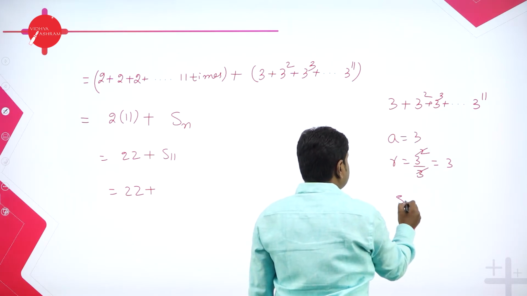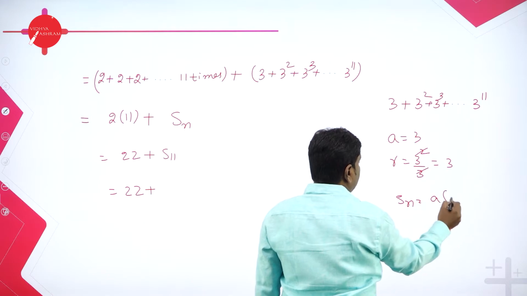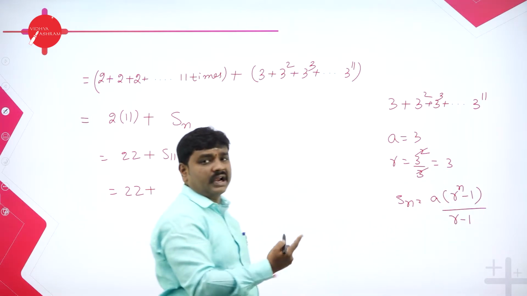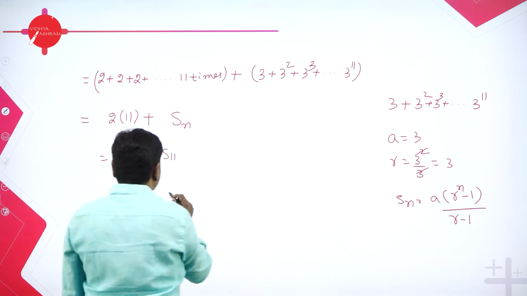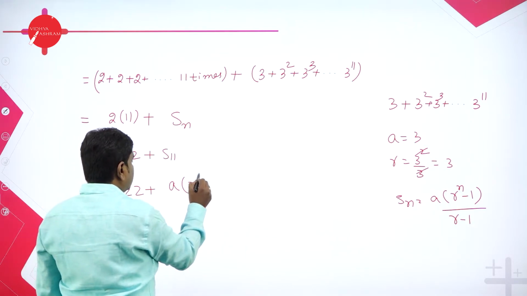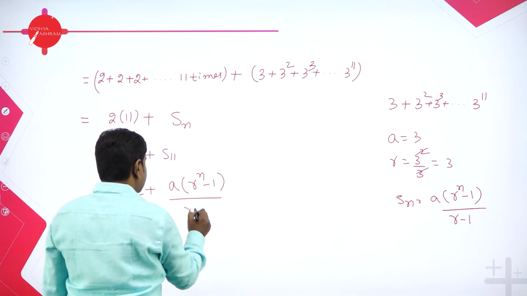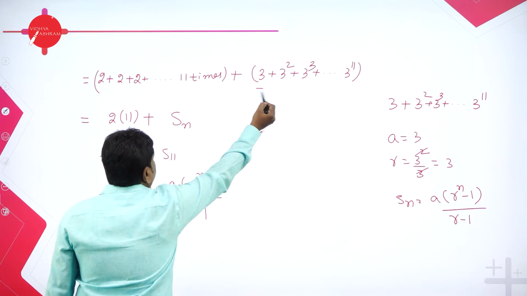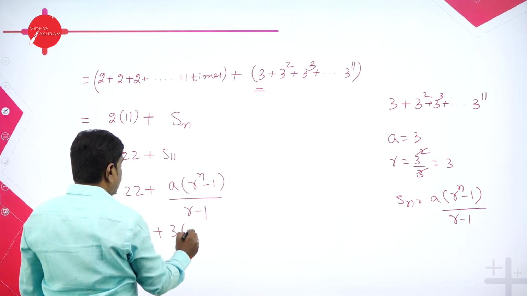So Sn, what is the Sn formula? A into r power n minus 1 divided by r minus 1, because r is greater than 1. So S11 means A into r power n minus 1 divided by r minus 1. GP sum of terms 22 plus what is A? The first term. What is the first term here? 3. Into r is again 3.